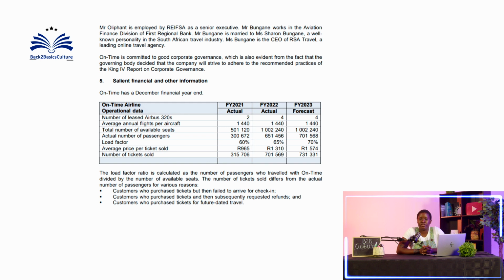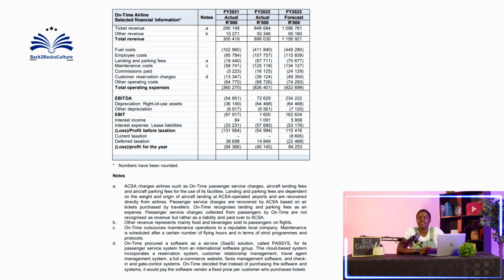Okay, number of average annual flights per aircraft, we see they are remaining the same. Okay, so this is where we need to have a questioning mind. Why is it that our average annual flights are literally staying the same for 3 years? If we include in the forecasted balances, what can we do there to ensure that we are flying more? Because more flights means more revenue. Total number of available seats, we see there that it was 500 for 2021 and then the same for 2022 and 2023, which is expected because we have the same Airbuses, that is.